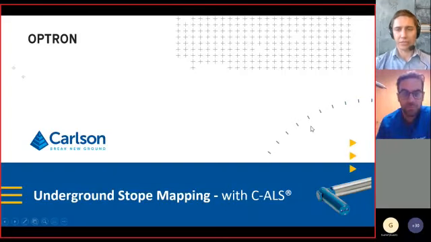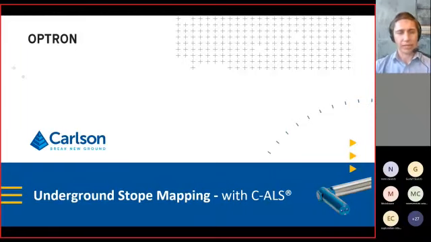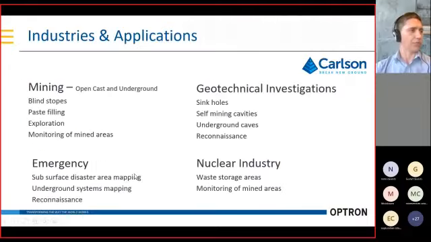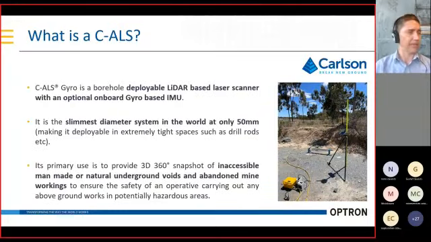Guys, that basically brings us to the next part of the presentation, which is moving over to the CALS. For those who are not familiar with it, the CALS is a deployable LiDAR-based laser scanner with an optional gyro, the same technology as in the BoreTrak 2. Your inclinations will be measured using the gyro inside the CALS system. It's currently the slimmest diameter system in the world, at only 50 millimeters.